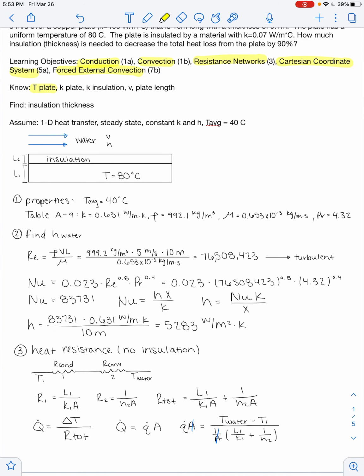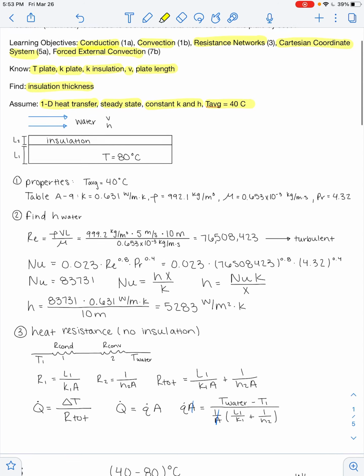We know the temperature of the plate, the k of the plate and the insulation, the velocity, and the plate length. And we have to find the insulation thickness, and we're going to assume that there's 1D heat transfer, steady state, constant k and h, and the average temperature is 40 degrees Celsius.